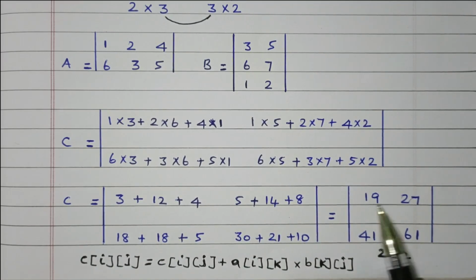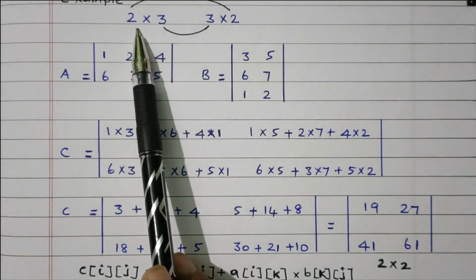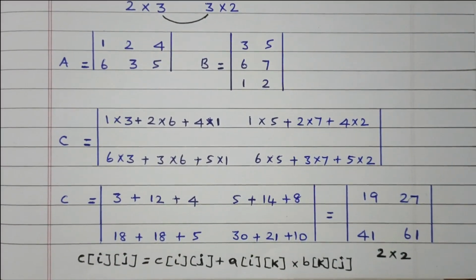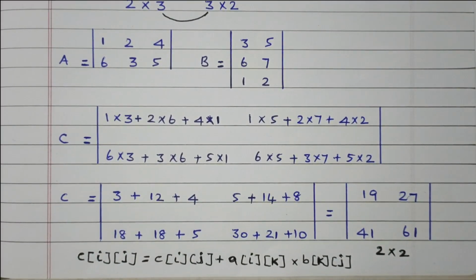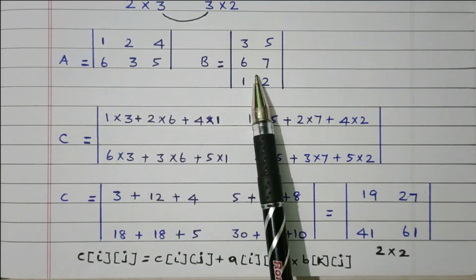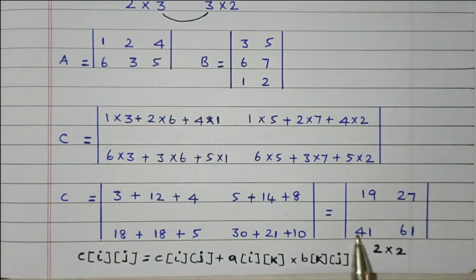See this, now we got the 2 cross 2 matrix. The resultant matrix is a 2 cross 2 matrix. Right? So the condition is satisfied: 2 cross 3, 3 cross 2, the 3 is equal. So after multiplication we got a 2 cross 2 matrix, right?